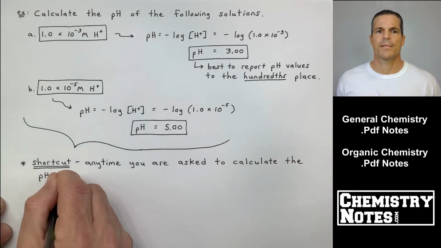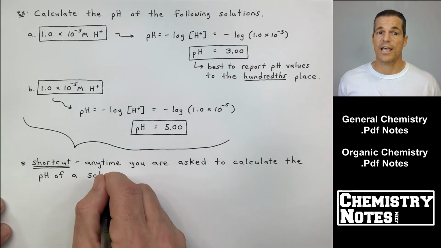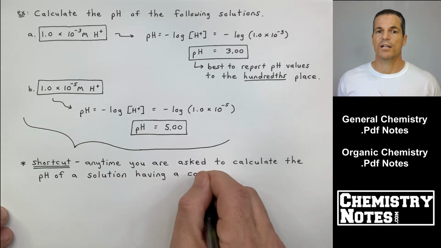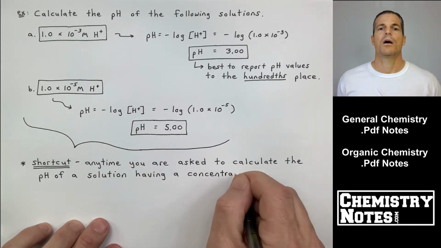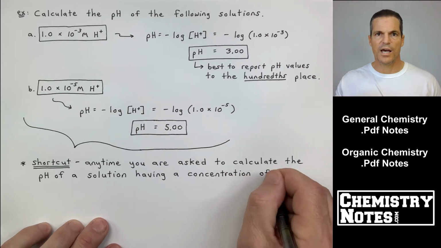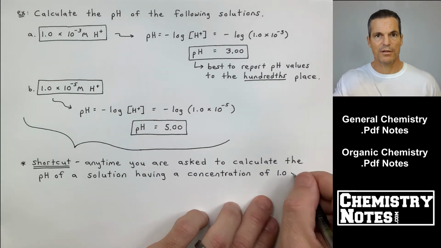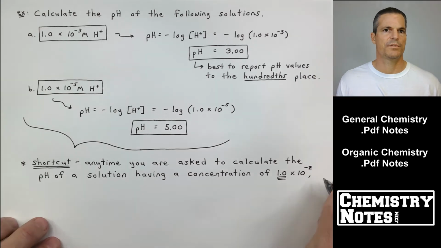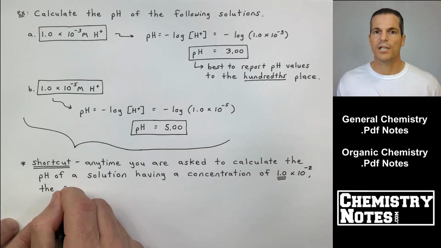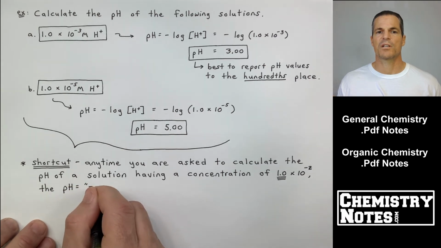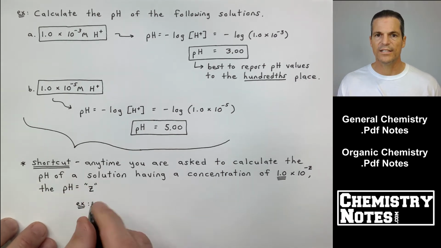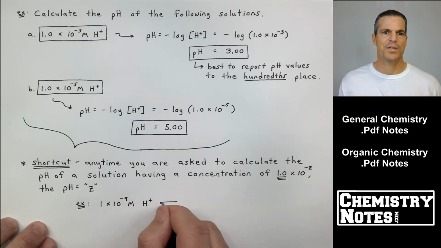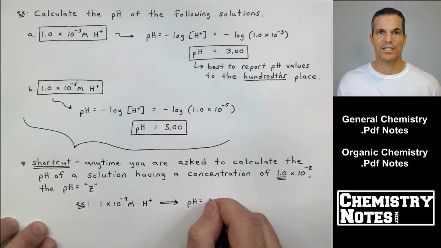Shortcut. Anytime you are asked to calculate the pH of a solution having a concentration of 1 times 10 to the something or other, like it could be 1 times or 1.0 times or 1.00 times, doesn't matter. If you have something with a concentration of 1 times 10 to the minus Z as in zebra, the pH is just Z as in zebra.